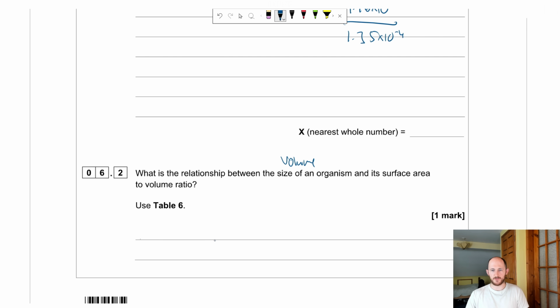So as size increases, the surface area to volume ratio, again, you can't write in shorthand like I'm doing right there. You can't write SA to V, but hopefully you see, decreases. So you do have to write it in full words. You can't use random acronyms unless I specifically say so.